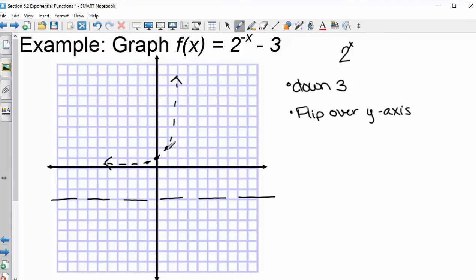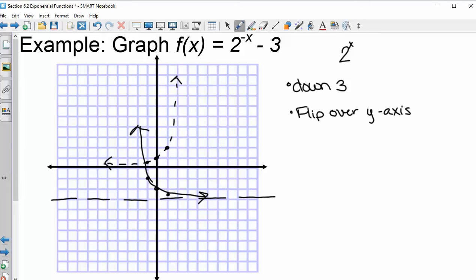Then I'm going to take each of my points, move them down 3, and then flip over the y. When I move 0, 1 down 3, it's already on the y, so when you flip it over the y, it doesn't go anywhere. And move your final point, flip it over the y, it goes here. So our graph will look like this.